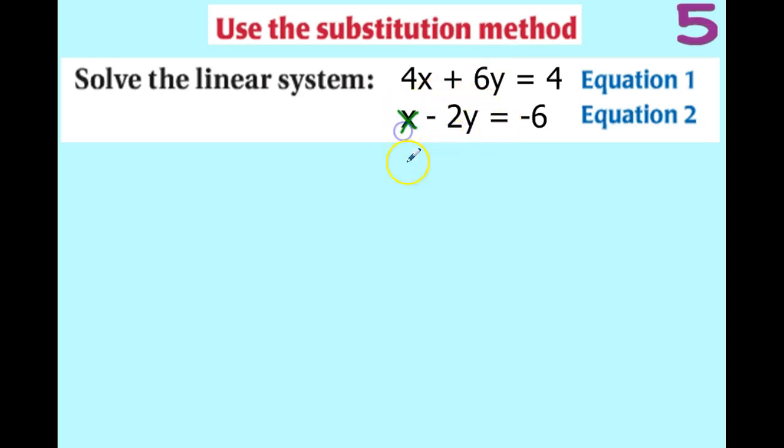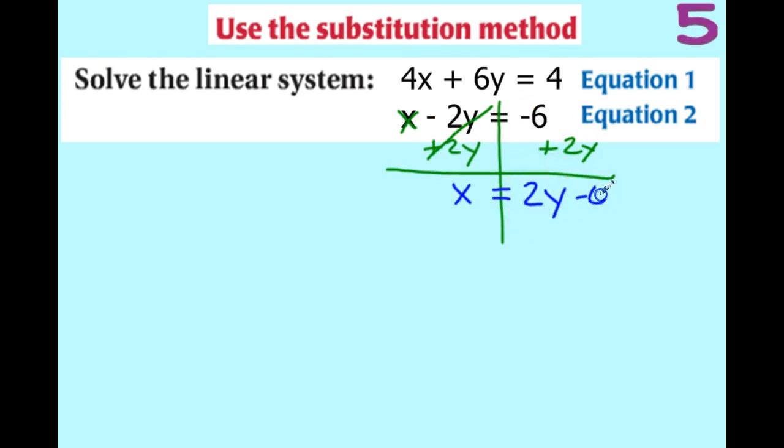This x is the closest to being all by itself because there's not a letter with it, or a number with it, sorry. So to get that x by itself, I'm just going to move this 2y over to the other side by adding. So I have x equals, and it really doesn't matter which one you write first. I'm going to write the y first: 2y minus 6. Now that we have a letter all by itself, we can substitute or plug it in to the other equation for that letter, x. So anytime I see x, I'm going to plug in 2y minus 6 right there.